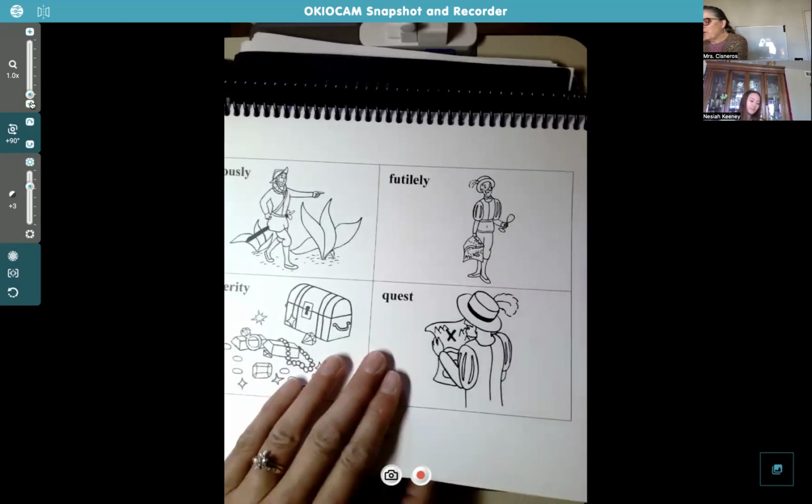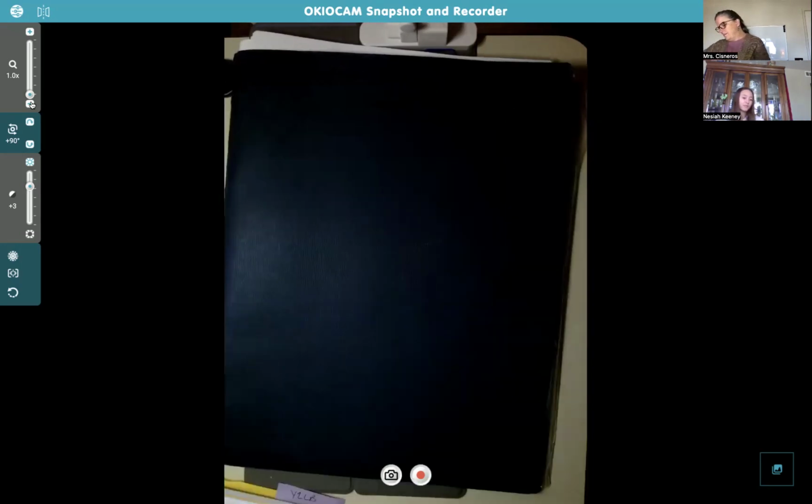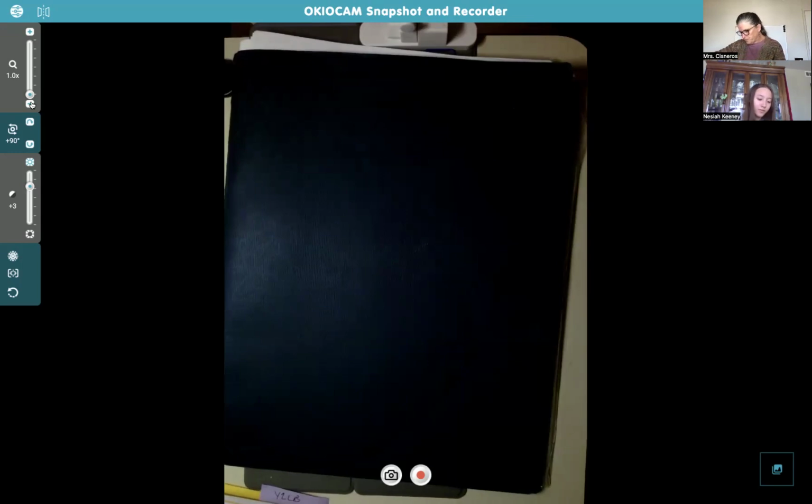And then the last one is quest. And here he is looking at a map. So what does quest mean? A pursuit to find or obtain something. Yeah, so searching for something. So use it in that sentence. The quest for the fountain of youth led them to discover Florida. Nice. They found something better. Yes, that's right.